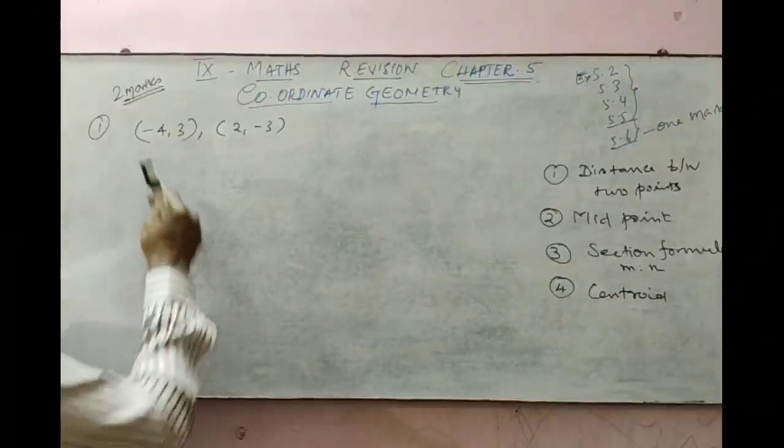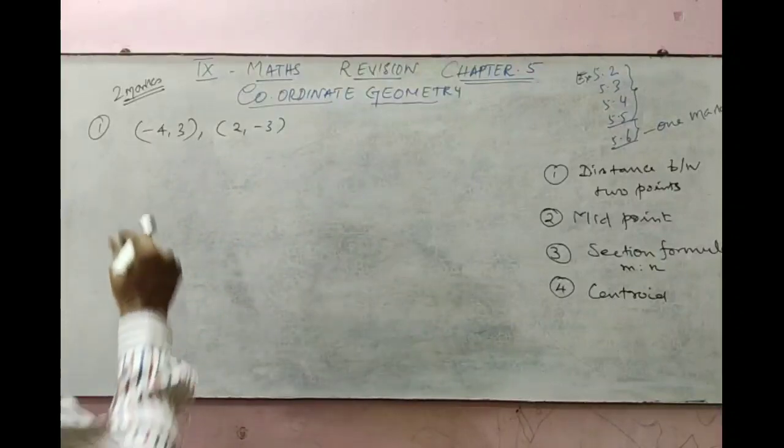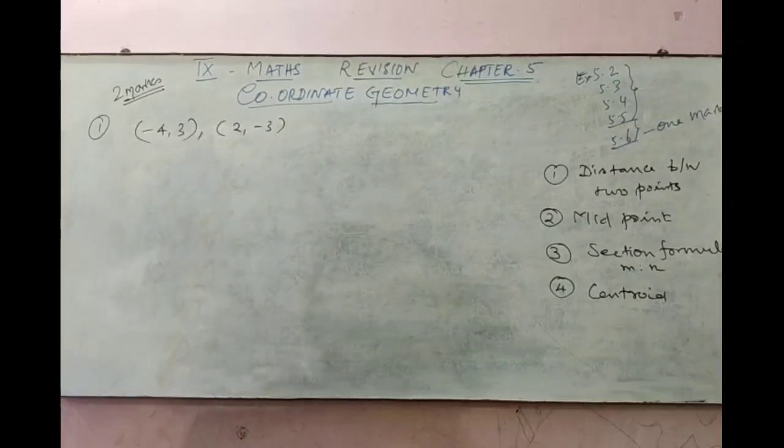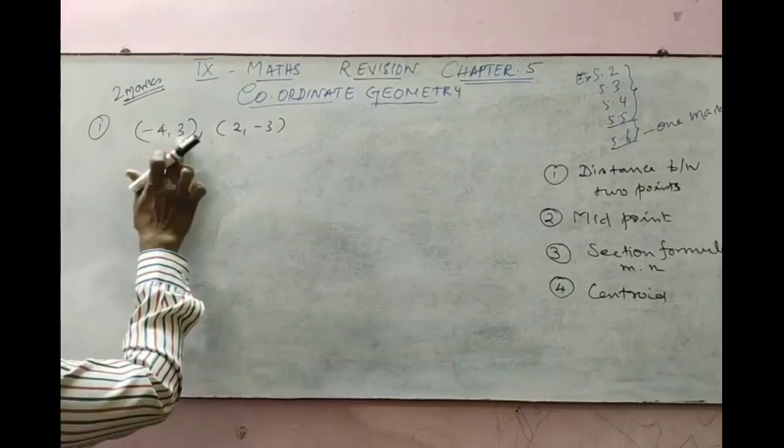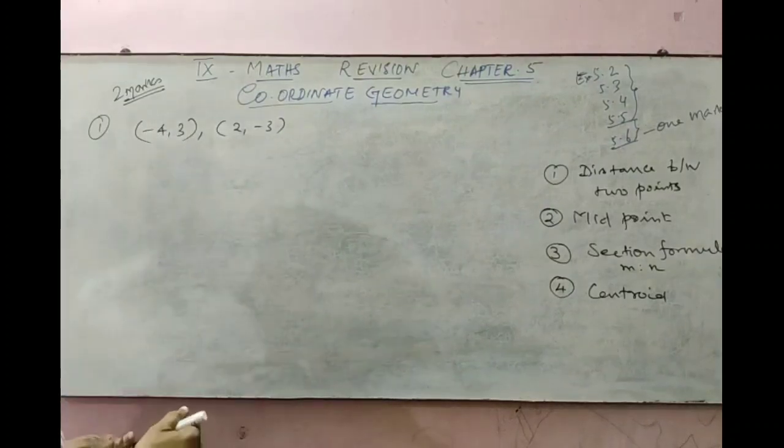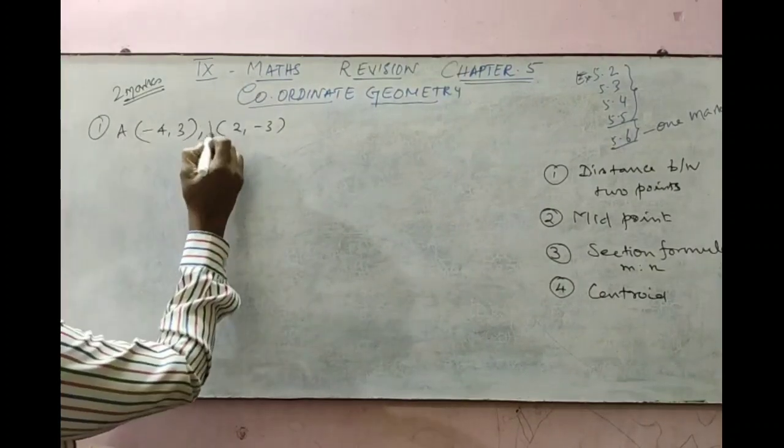First we are going to do the 2 mark sums. In that, find the distance between the 2 points. Let the 2 points be minus 4 comma 3 and 2 comma minus 3. I am going to name them as A and B.